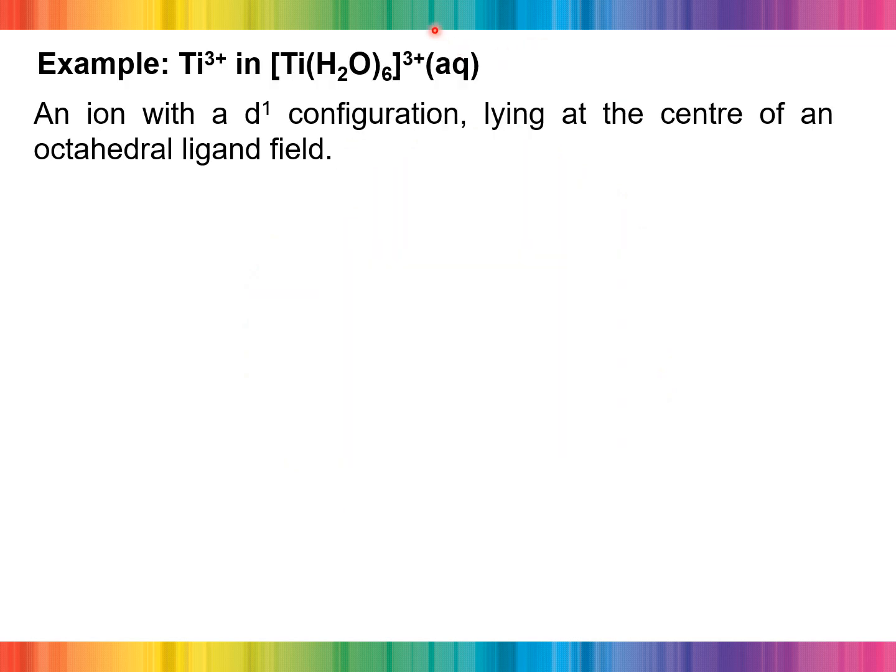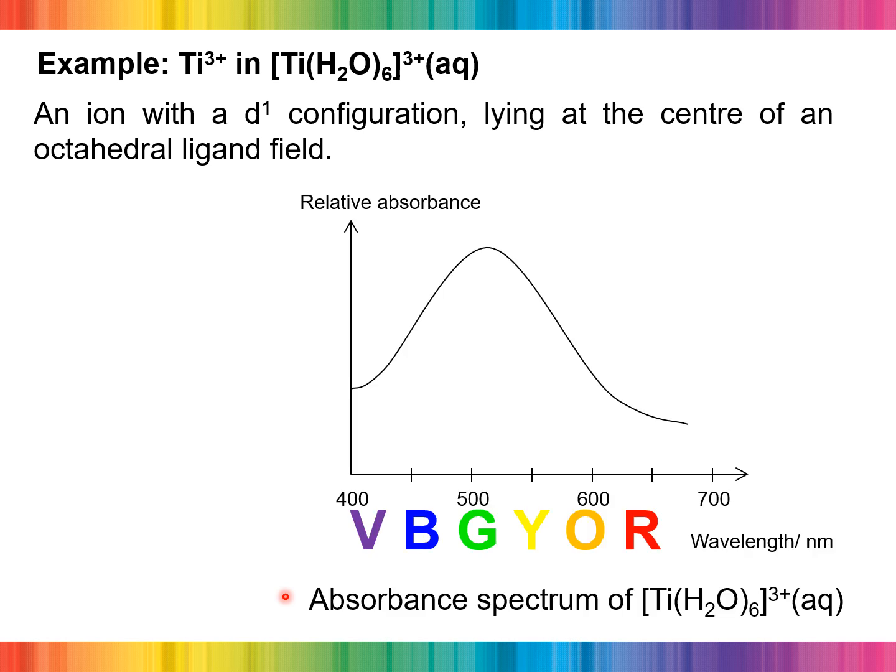Now we'll take a look at an example. Again, it's titanium 3 plus aqueous solution. This is an ion with a d1 configuration lying at the center of an octahedral ligand field, and there is a machine that can be calibrated and used to detect the relative absorbance of the light that is shown through the solution. There's a way to actually calculate how much light has been absorbed. The analysis that will be produced from the machine is called the absorbance spectrum.